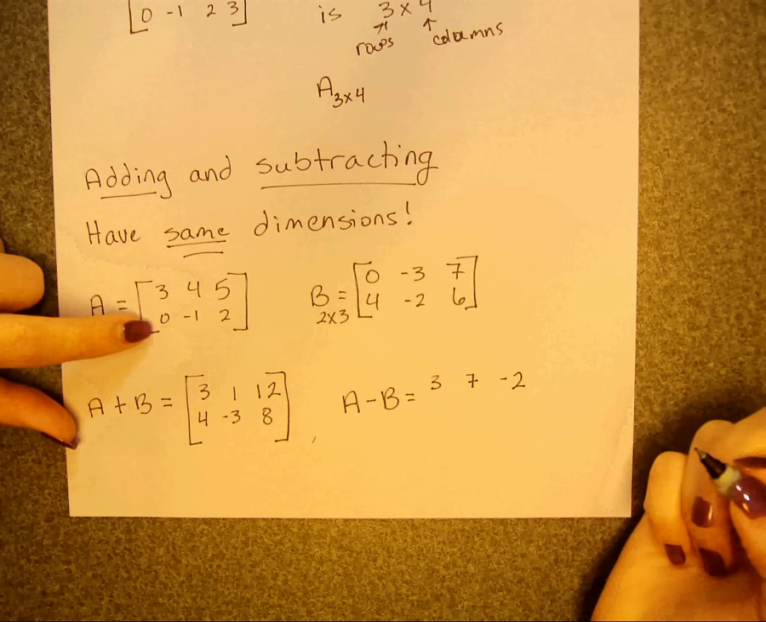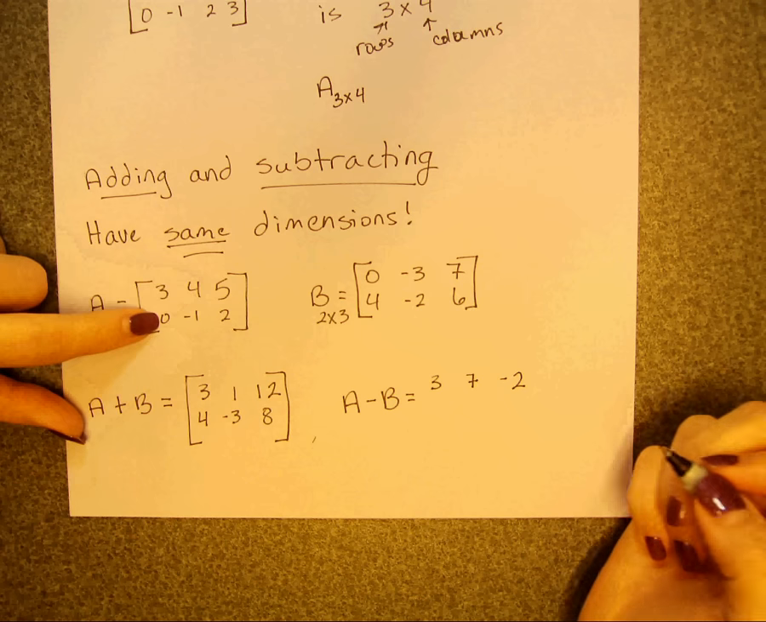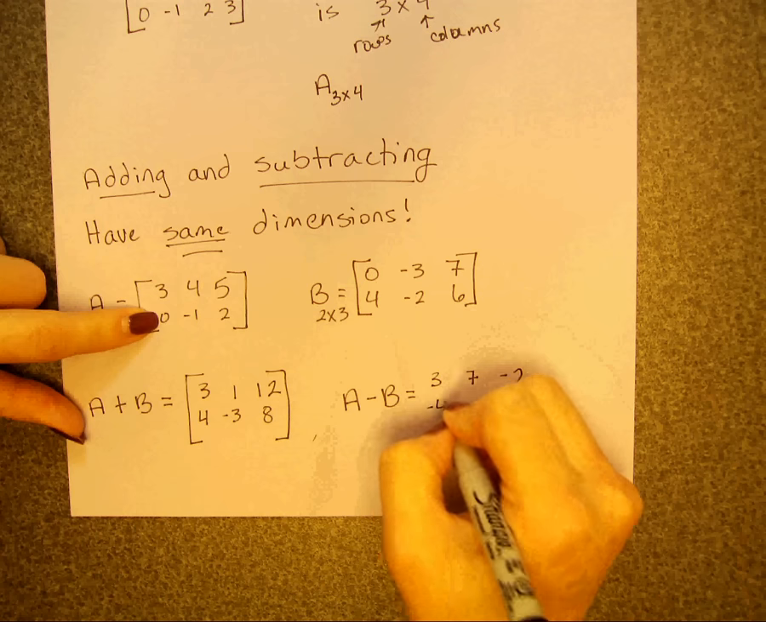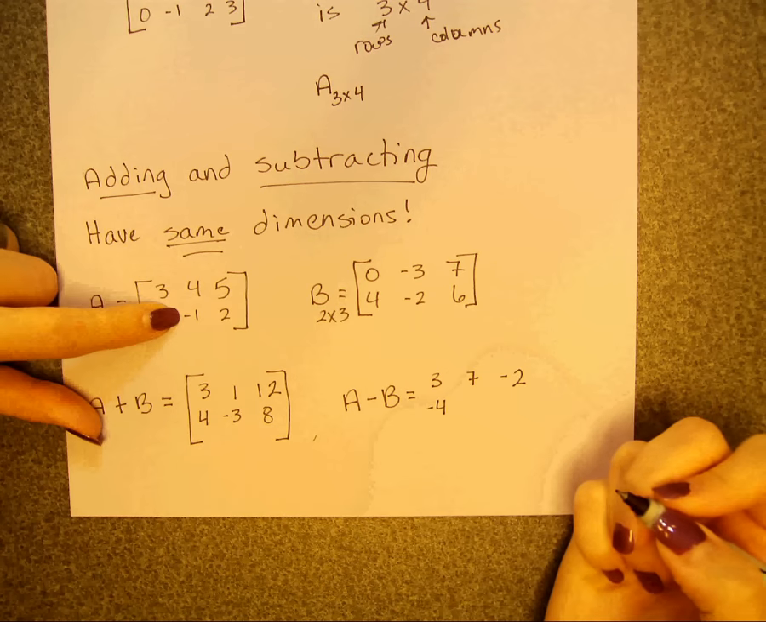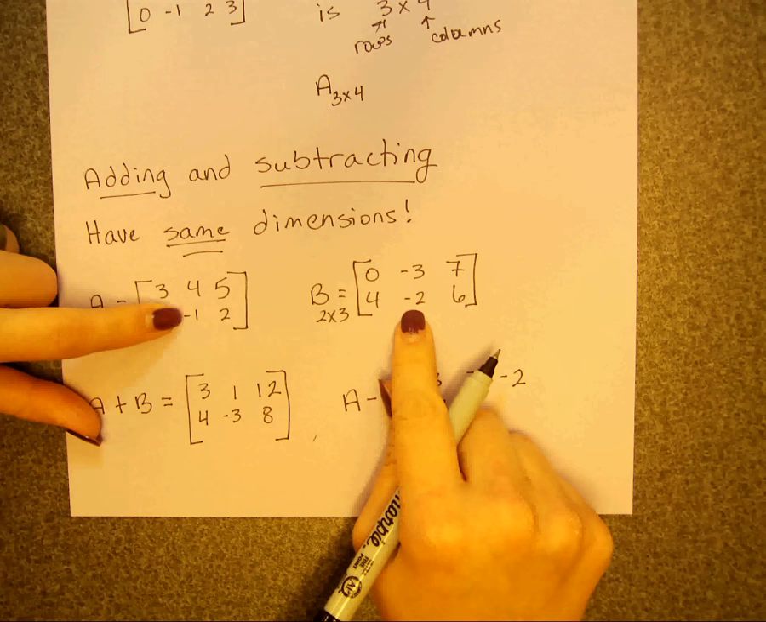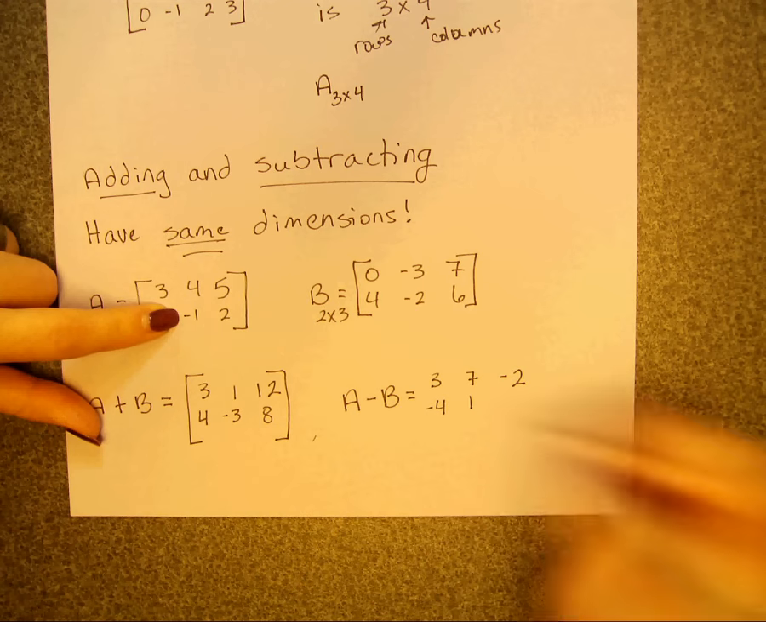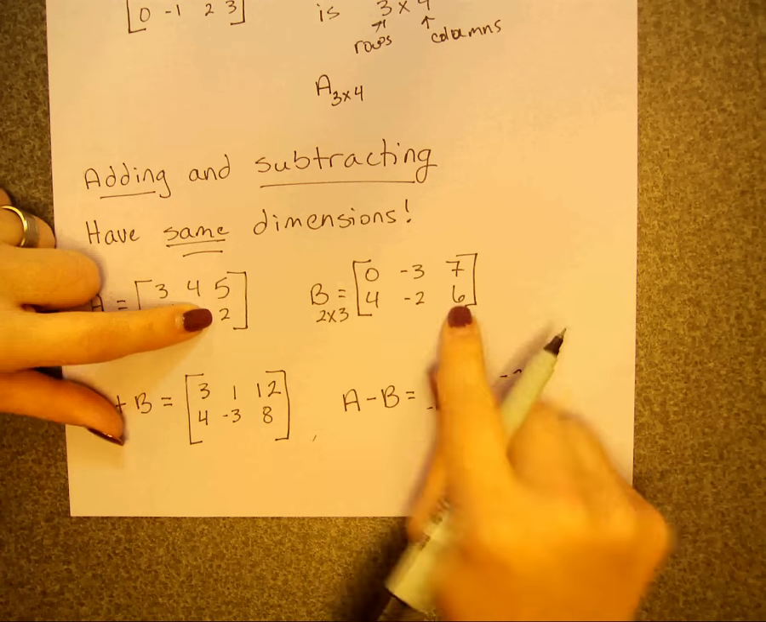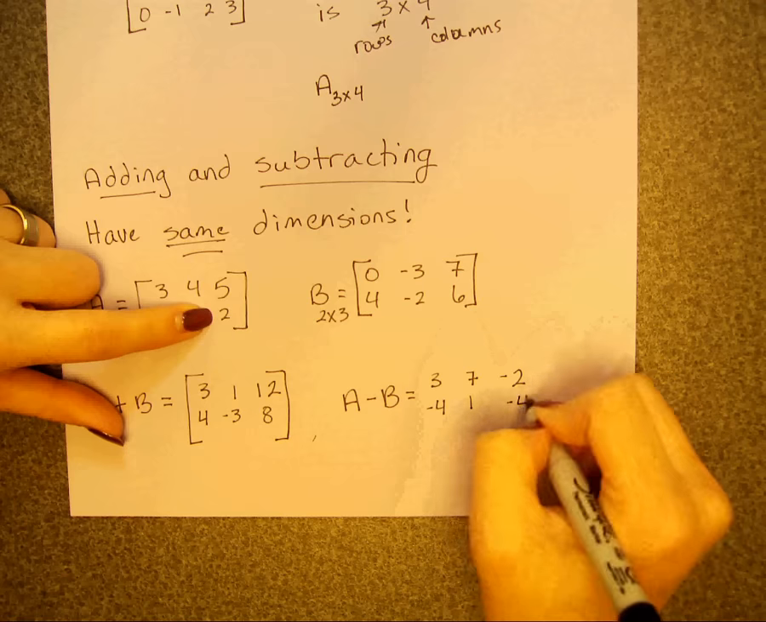Now come down to the second row. First column, 0 minus 4 gives me negative 4. Negative 1 minus negative 2 means negative 1 plus 2, which is positive 1. And then 2 minus 6 gives me negative 4.